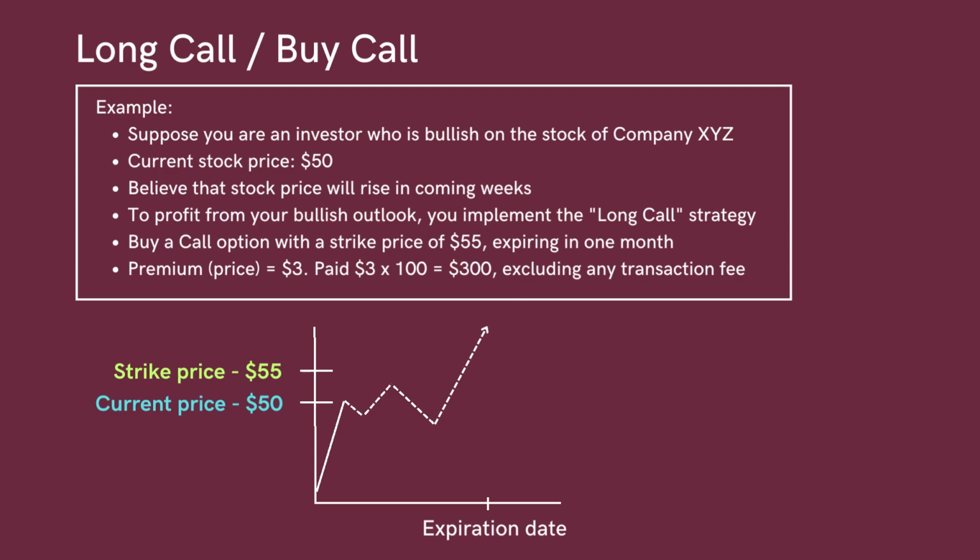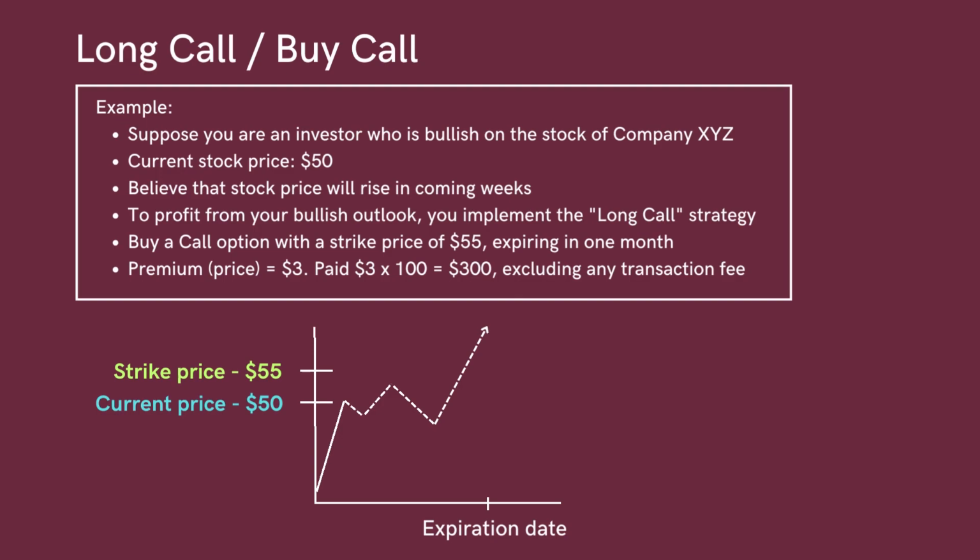To profit from your bullish outlook, you decide to implement the long call strategy. You then proceed to buy a call option with a strike price of $55 expiring in 1 month. The premium or price for this call option is $3. Again, don't forget each option contract represents 100 shares of the underlying stock, so you are actually paying $300 for this call option, excluding any transaction fees of course.